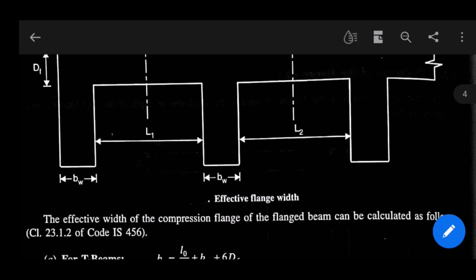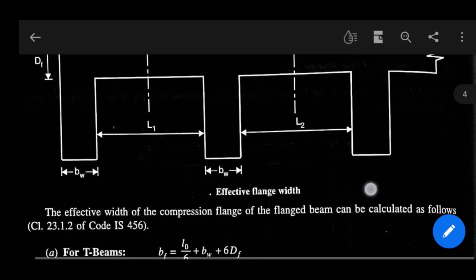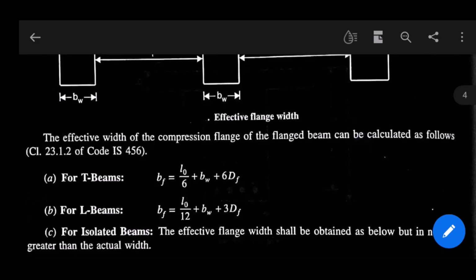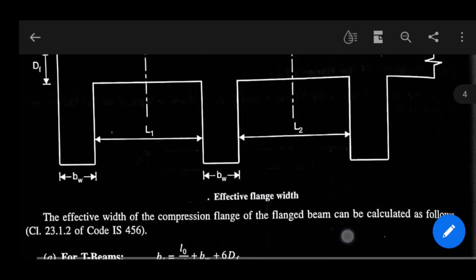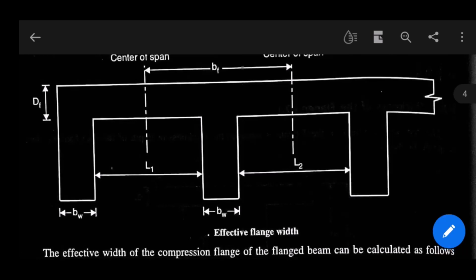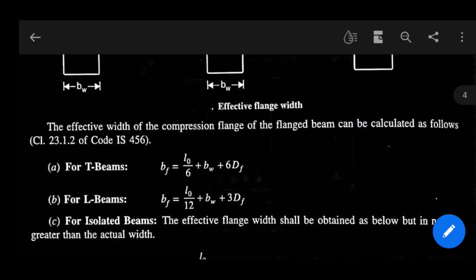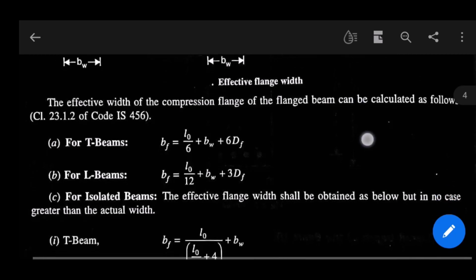So these considerations are from clause number 23.1.2 of IS 456:2000. For a T-beam, bf is equal to L0 by 6 plus bw plus 6 Df, and for L-beams, this at the left side, this is an L-beam. Okay, and for L-beams, bf is equal to L0 by 12 plus bw plus 3 Df. Okay.